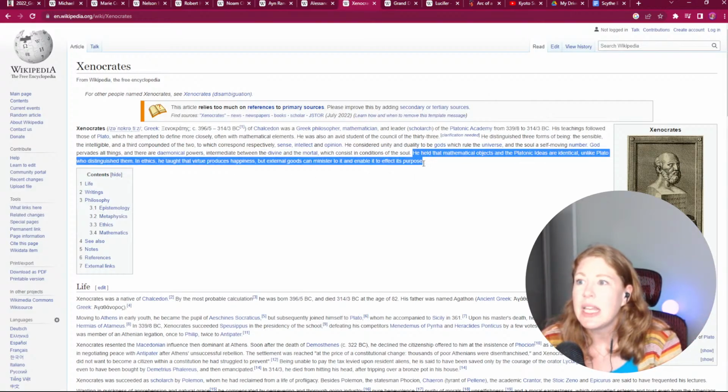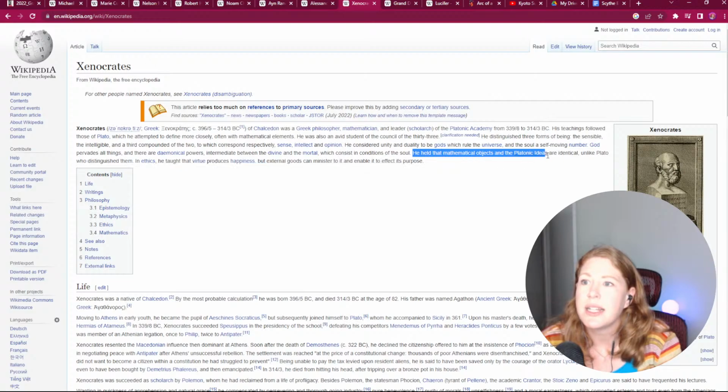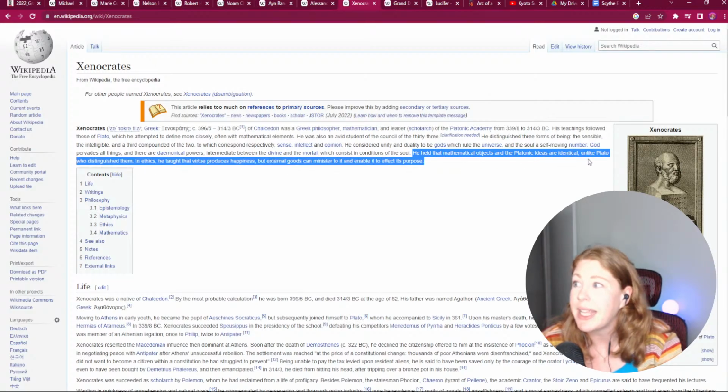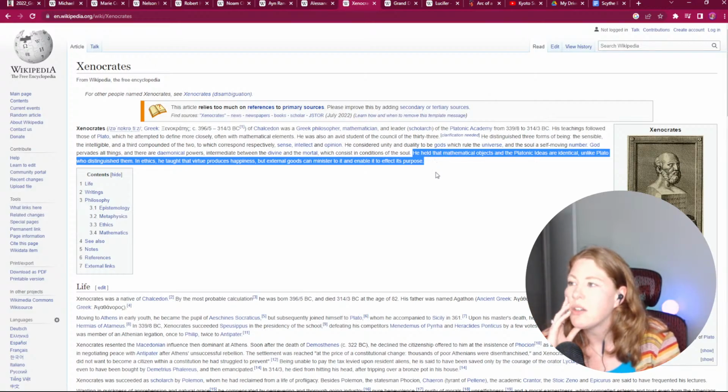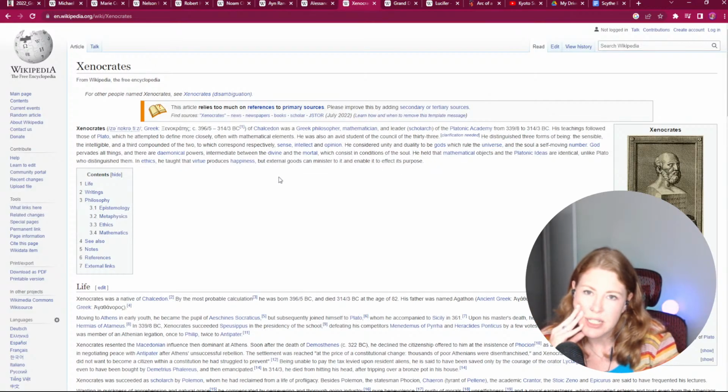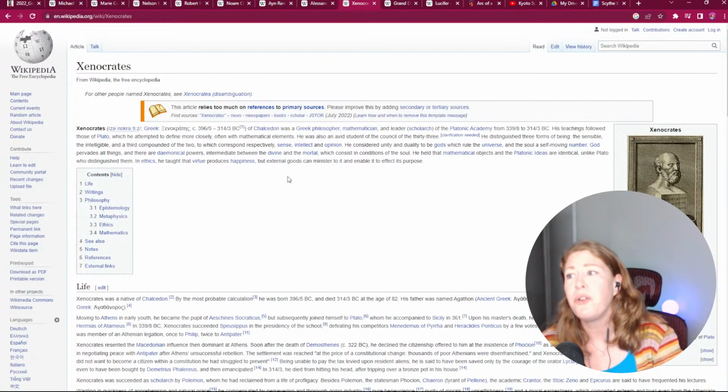He held that mathematical objects and the Platonic ideas are identical, unlike Plato, who distinguished them. So he did differentiate himself from Plato a bit. Most of the Greek philosophers after Plato did, because they had to. They didn't want to copy him, because everybody would say, oh, you just copied Plato, right? So they had to come up with something new.